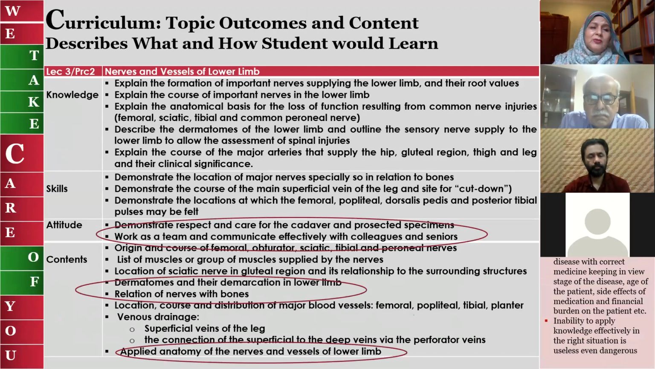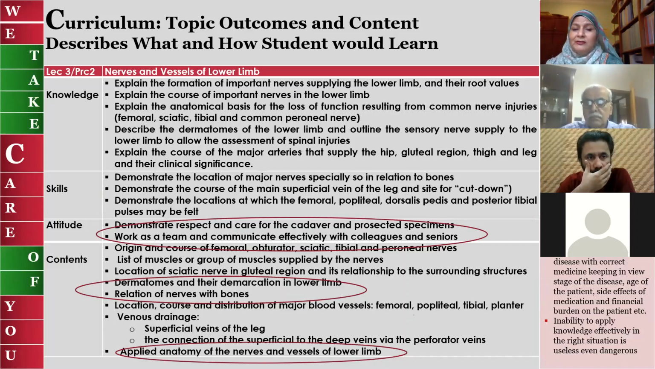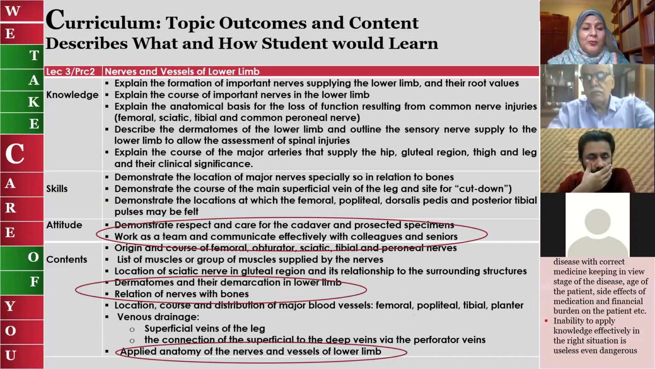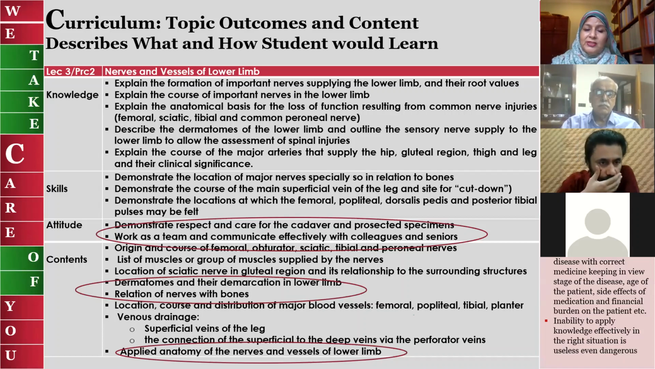For example, this is one curriculum topic and its content which is given. The nerves and vessels of the lower limb. It is lecture number 3 and practical number 2. It covers not only the knowledge component, but also the skills and attitude component. Demonstrate respect and care for the cadaver and prosected specimen. Work as a team and communicate effectively, like that. And the contents are all specified, that these are the contents which will be covered during this session.